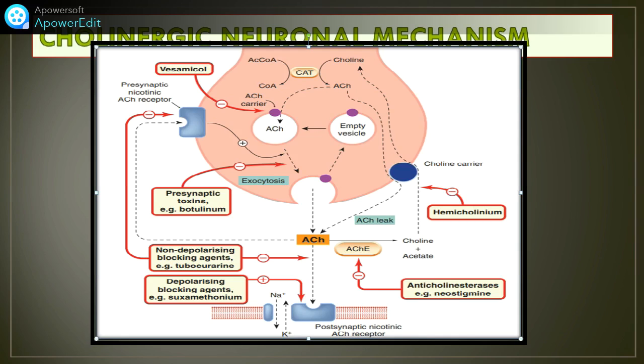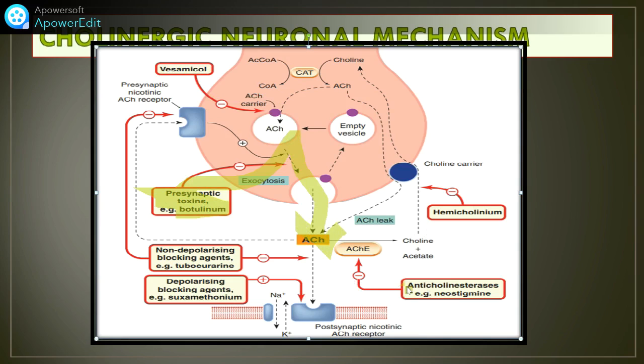Now the choline uptake, which is the rate limiting step, is inhibited by the drug hemicholinium. Hemicholinium inhibits the uptake of choline. Next drug is vesamicol, which inhibits the transport of ACH into the vesicles. Therefore, this step is inhibited by vesamicol. Next is botulinum toxin, which inhibits the release of ACH in the synapse.